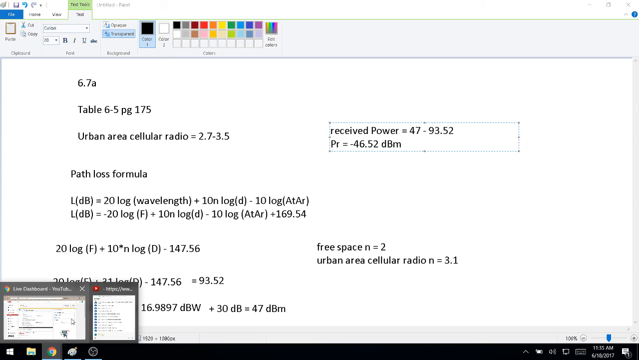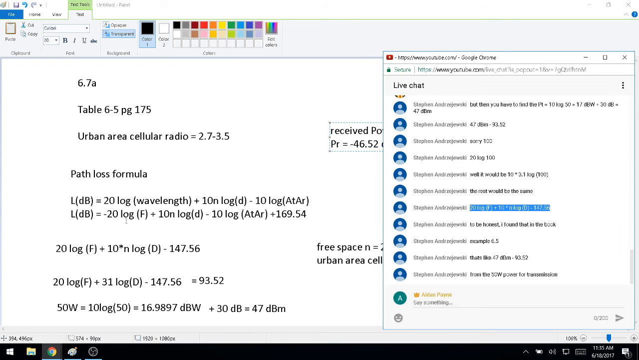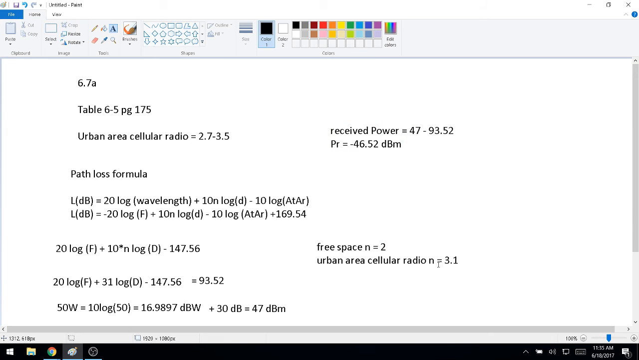And so again, most of that is familiar after we look at the path loss formula bit, because that's what's important. We're so used to doing 20 log frequency plus 20 log D minus 147.56 for free space, but because we're using a different exponent, n equals 3.1 instead of 2, it's no longer 20 log D, it's now 31 log D. But that's the only distinction we have to make, is that we're changing that exponent out, but otherwise the formula is the same.